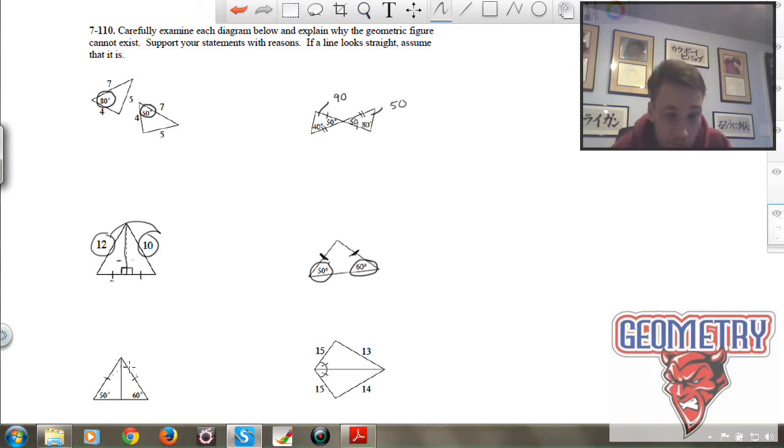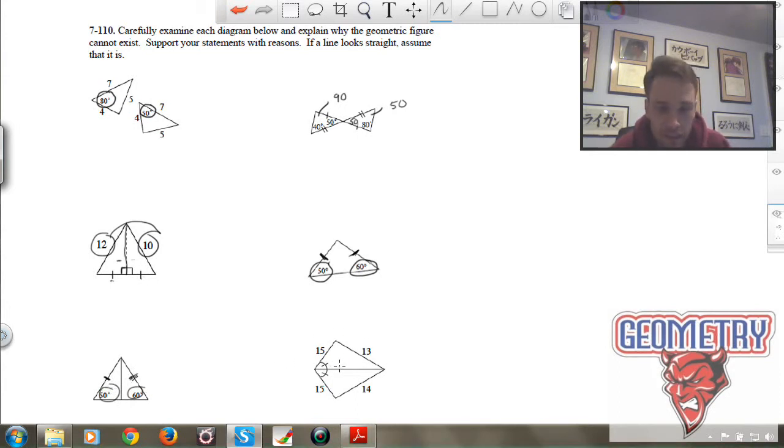Same thing is going on in this picture here. In fact, it's basically the exact same picture as the previous one, just the altitude or height is drawn in, assuming it's perpendicular. So again, we have an isosceles triangle. These two marks are the same, which means the base angles should be the same, but they're not. They're different, which can't exist.